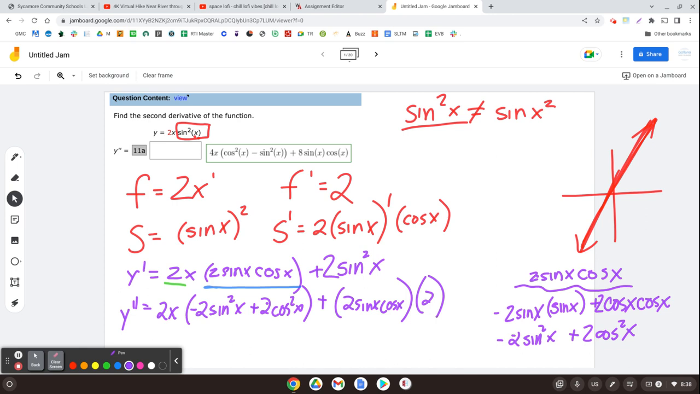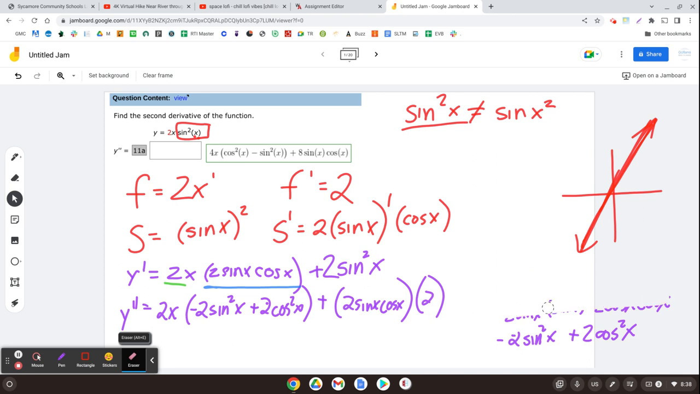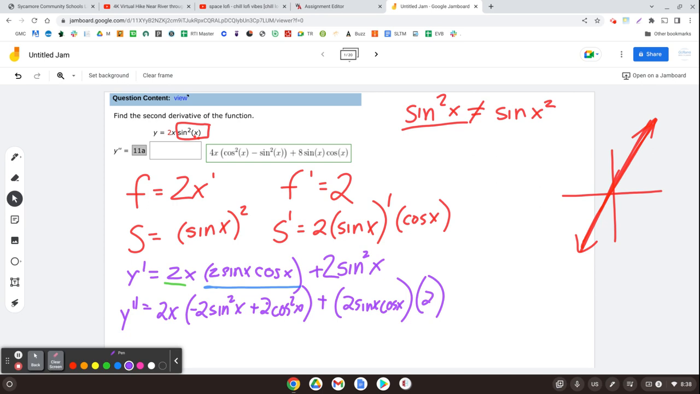This is crazy. I got to erase this to buy some room. First times the derivative of the second plus second times the derivative of the first, plus. Now I have to take the derivative of this, which is 2 times 2 sine of x to the first times the derivative of the sine, which you told me was cosine. I wish I could scroll down on this. So what are we going to have?